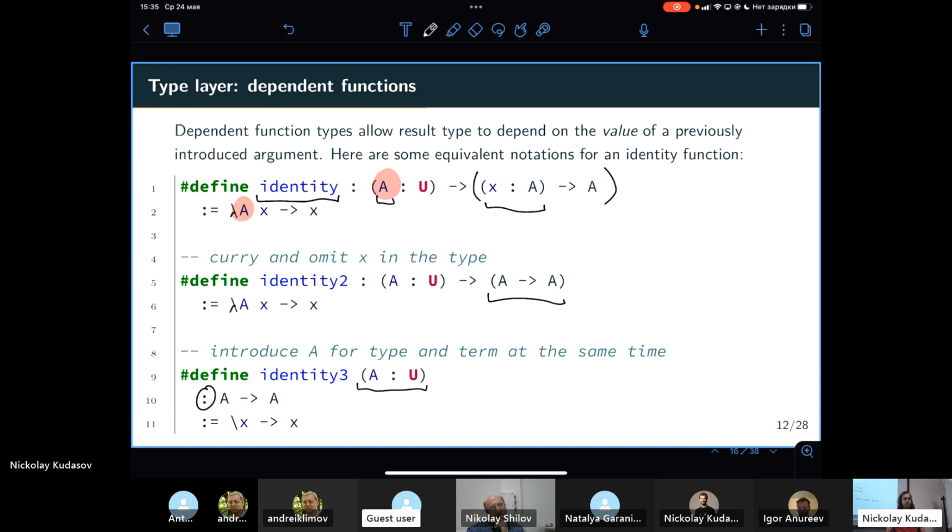Do they have to have the same names? A and X in the signature and in the definition? No, they don't have to. I have a stupid question. Yeah. As you type U. Type U, yes. As U is U of type U.